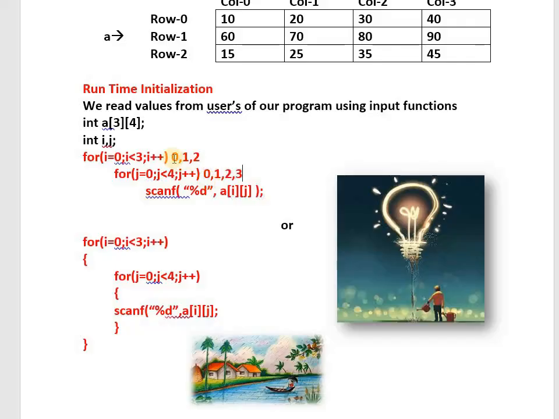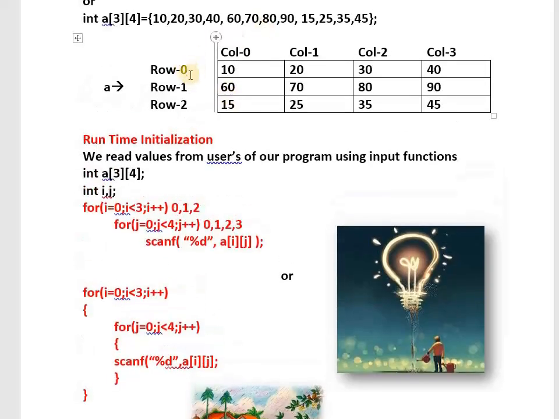First time it gives me i=0 with j=0, j=1, j=2, j=3. Means what is happening? A[0][0], A[0][1], A[0][2], A[0][3]. Whatever values you enter will be stored in the first row. Then i becomes 1, combined with j: 1,0; 1,1; 1,2; 1,3. Then the third row values are stored. This is what we call runtime initialization.